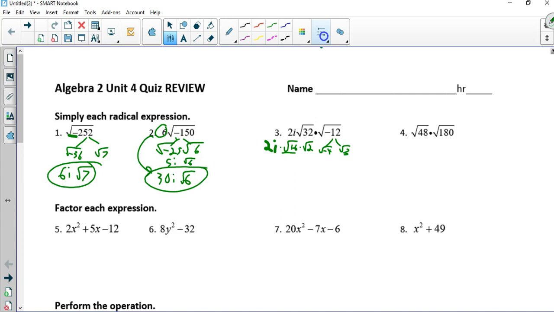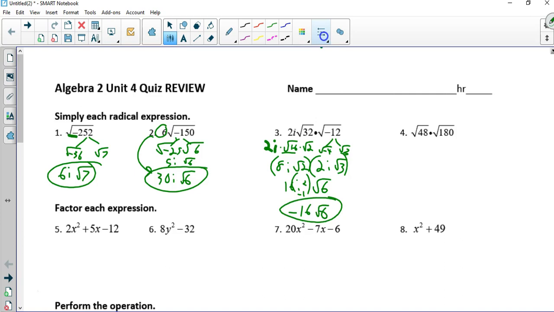Now, this is just going to be 4. Right? So that's going to give us 8i root 2 times negative 4 is going to be 2i root 3. Now we do outside times outside. 16i squared times root 6. Inside times inside. Now remember, i squared is really negative 1. So that's going to give us negative 16 root 6.